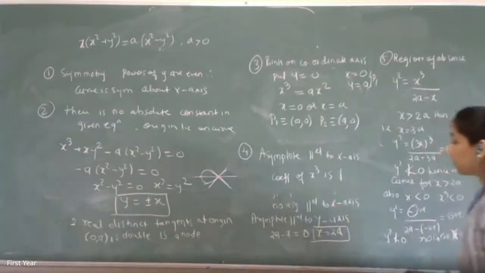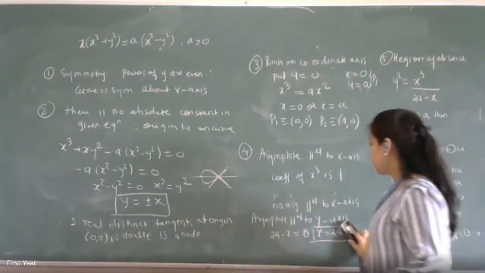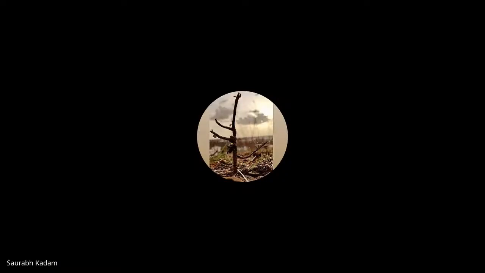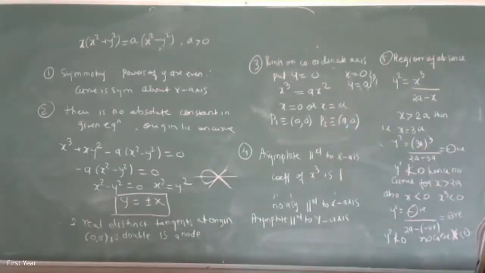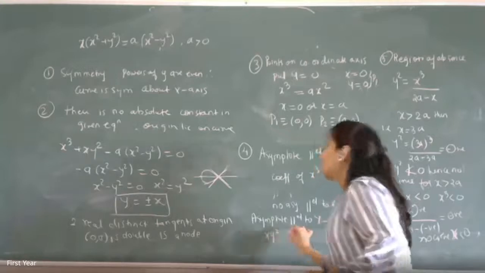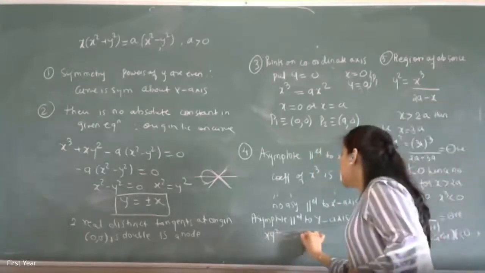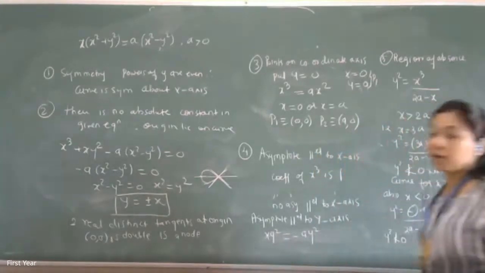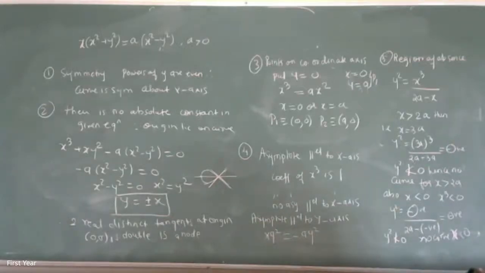What about asymptote parallel to y-axis? x is equal to minus a. Correct. Minus a. Absolutely right. See how it is done. On the left hand side you have x y square and on the right hand side you have minus a y square. Correct? Everyone, you understand?